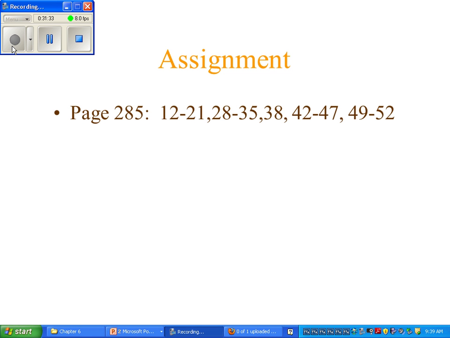Make sure you write this down, along with this, the other part of your assignment, Chapter 5 test.